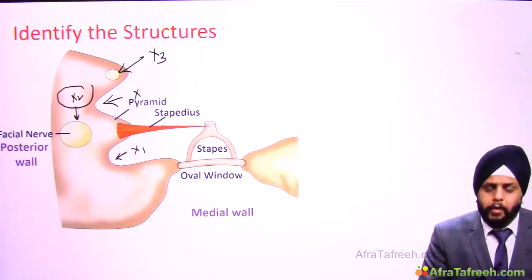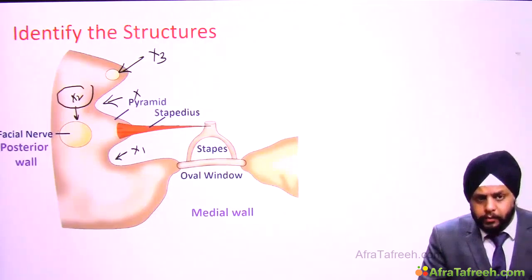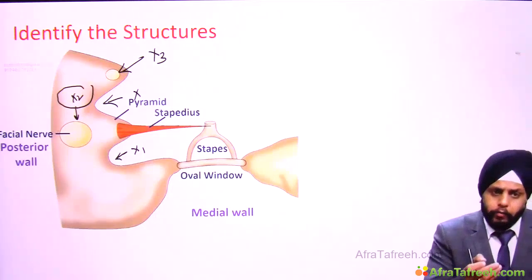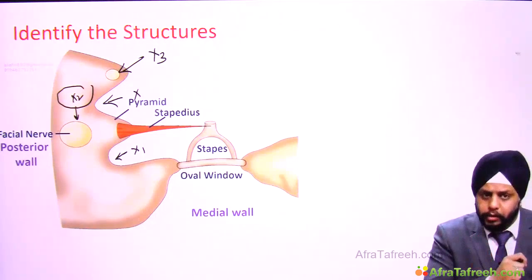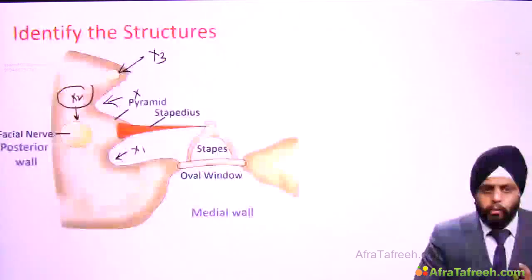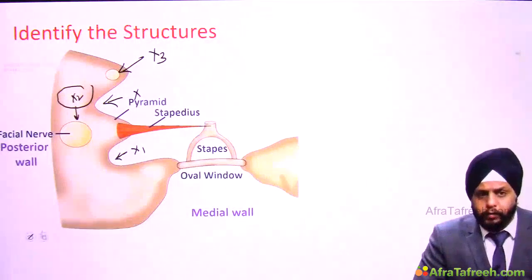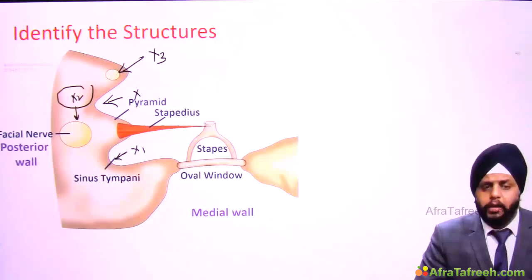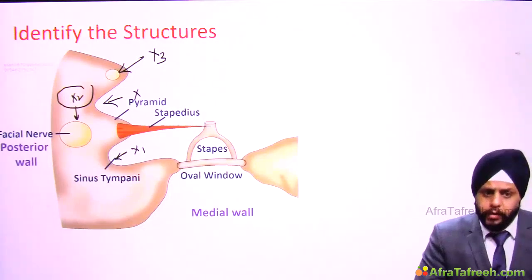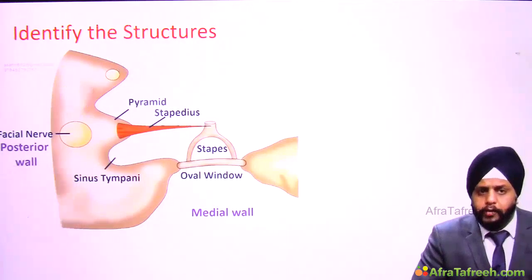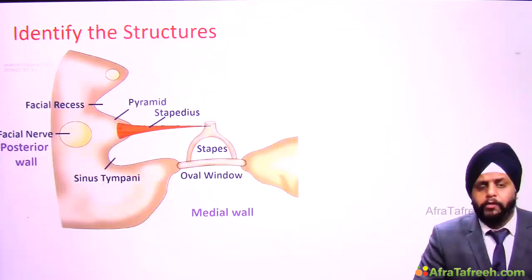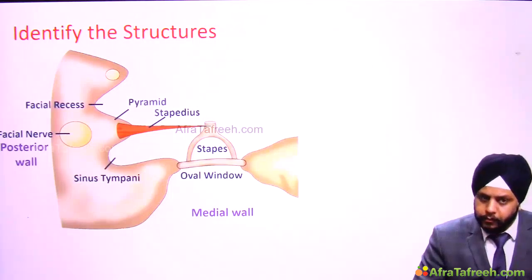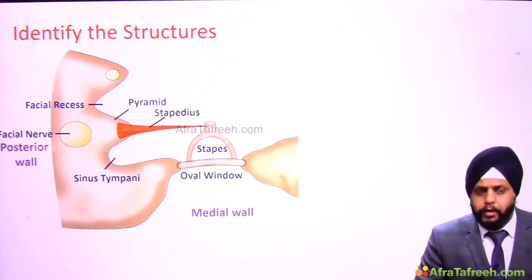Now there are two spaces. One is lateral to the facial nerve, one is medial to the facial nerve. What is medial to the facial nerve? The space medial to the facial nerve, X1, is your sinus tympani. And what is lateral to the facial nerve? We know lateral to the facial nerve we have the facial recess. So we have seen all the structures.